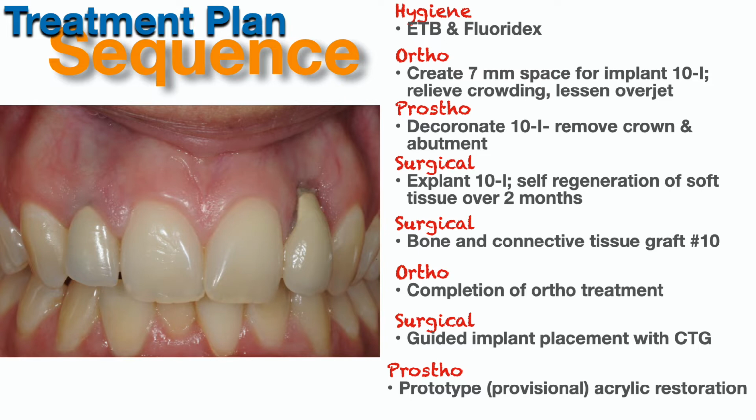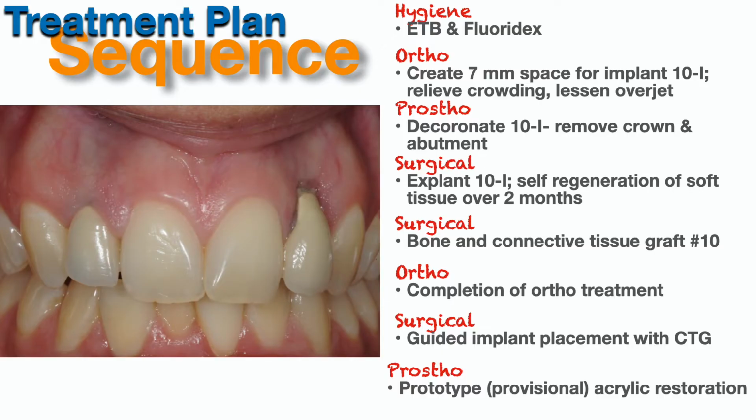The next thing is to remove the crown and abutment, just to allow that soft tissue to regenerate itself, because we're going to need it at some point. I wrote decorate versus decoronate, because I just want to emphasize it's actually decoronate, and we'll show you that's an old concept. Surgically, we'll remove the implant, allow the soft tissue to heal. We'll come back in a delayed fashion and regenerate the bone and connective tissue. Much more predictable. Meanwhile, while that's happening, the orthodontics is completing the space management and occlusion. So we're actually working concurrently together.